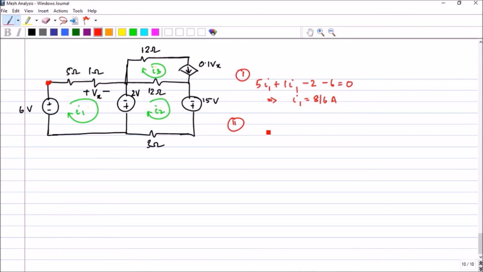So in the second mesh, when I put the equation, I have to start from this point and I'm going to move like this. So I reach the 12 ohm. I am going to move with the direction of I2. So I get I2 minus I3 minus 15. Then here I come, so plus 3 I2 plus 2 equal to 0. All right, we have got this equation here. Let us simplify this and put it into a better form. So it is 15 into I2, minus 12 into I3 plus 0.5 equal to 0.